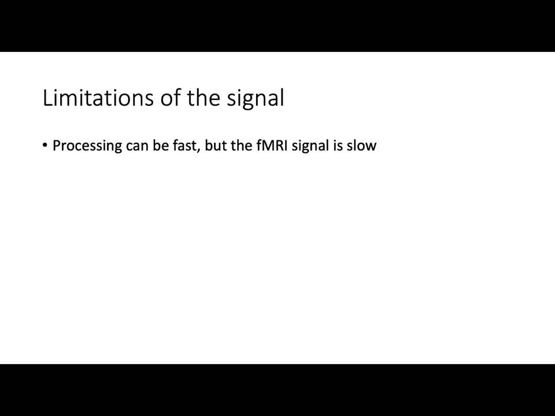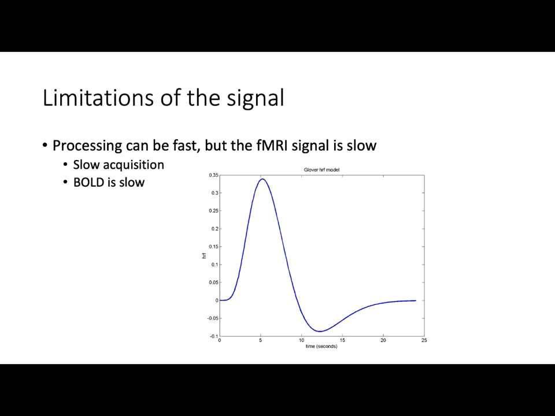So what are the limitations of doing neurofeedback with real-time fMRI? The first one is that even though processing can be fast, the fMRI signal is inherently slow. Okay? So our acquisition is slow. We get a full picture of the entire brain once every 2-3 seconds on average. Right? We can go down to 1 second, but it's really difficult to go beyond that. But even if we could go faster with the acquisition, the BOLD is slow, so our signal is slow.